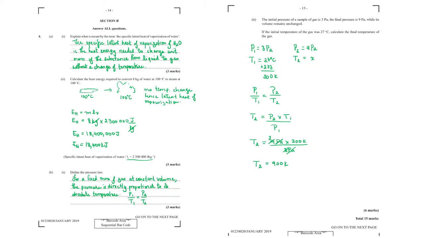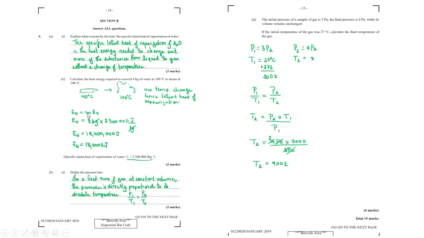Okay? Now calculate the heat energy required to convert 8 kilograms of water at 100 degrees Celsius to steam at 100 degrees Celsius. So this is another thing about latent heat. Latent heat occurs wherever there is a phase change. So whenever there is a phase change, there will be no change in temperature. No change in temperature at all. Okay? So as you can see here, we're going from water at 100 degrees Celsius to steam at 100 degrees Celsius. So there is no temperature change.